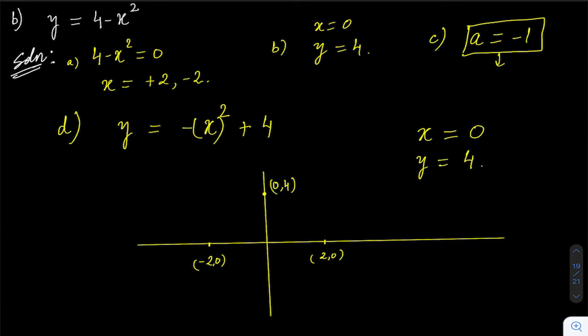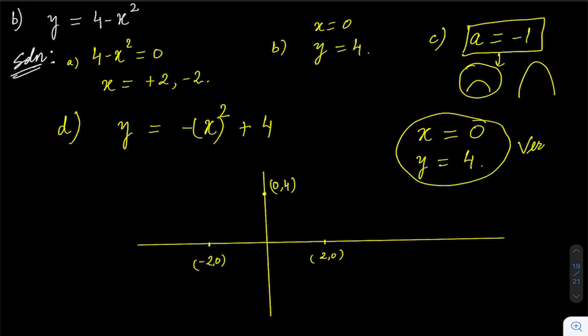And because a is negative, negative means sad face. Sad face means opening downwards. So the graph should be something like this. Okay, and then my vertex is 0 comma 4, or the turning point or stationary point is 0 comma 4. So x is 0, y is 4. In this case, this point is my turning point. So my graph will be something like this. This will continue to go like this. So this will be my graph.